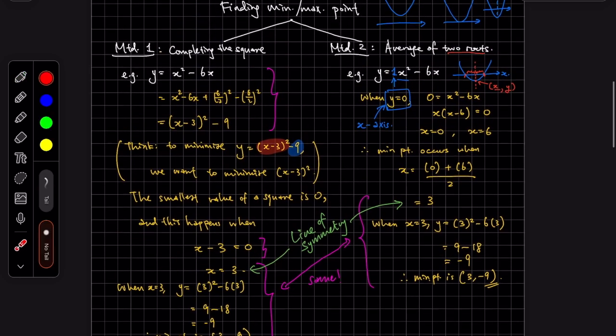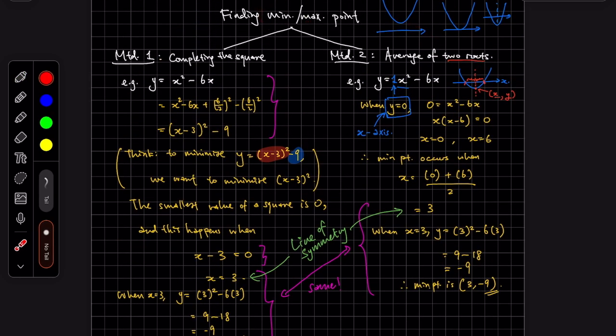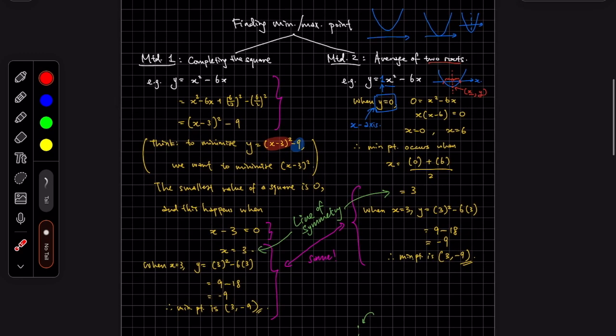So technically it's finding the minimum, maximum, as well as the line of symmetry, killing two birds with one stone. If you just want to find the line of symmetry, then you can stop here. It's still the same method, but you just stop here. You don't need to continue. But if you're asked to, you can continue, substituting back into the equation to find your turning point.